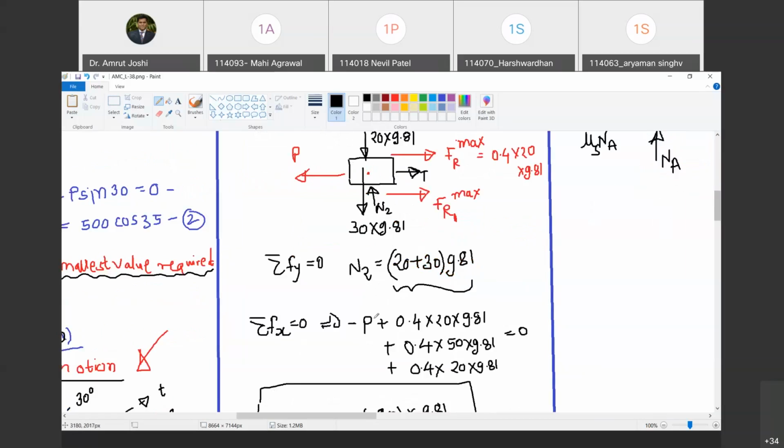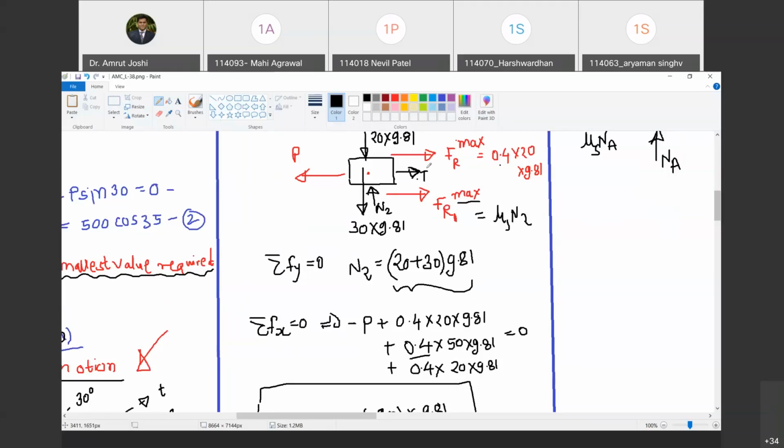Summation Fx equal to 0 gives you minus P plus 0.4 into 20 into 9.81. This force plus this one. What is this force? That I have already told you. That is mu s times N2. Do you agree with me? Yes, sir. Mu s is 0.4. And what is N2? N2 is 50 into 9.81. Do you agree with me?